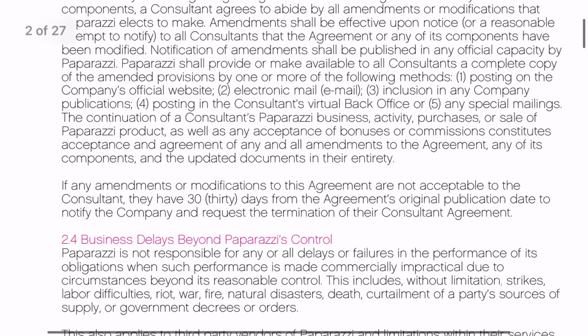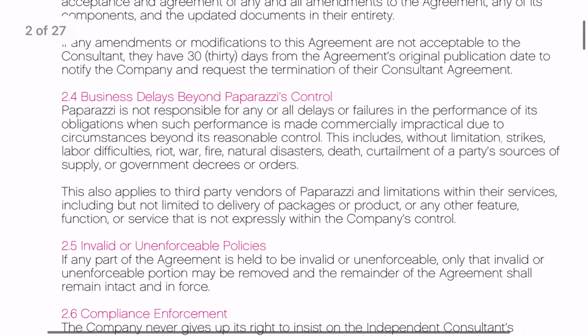Now, moving on to Section 2.4, this is business delays beyond Paparazzi's control. We know this happened. And actually with COVID going on, the pandemic in 2020, it's crazy. Shipping has been backed up from like the beginning of 4 to 5 weeks. It has gotten better to date. Just know that generally some things cannot be in Paparazzi's control.